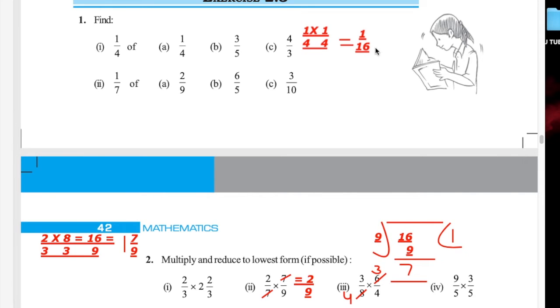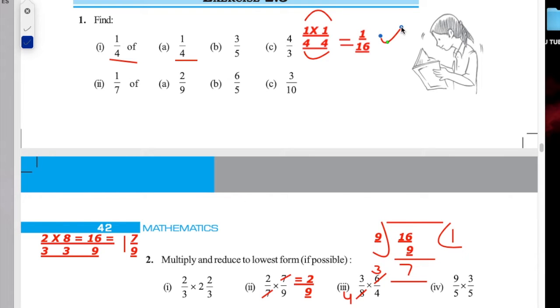First question. In the first question we are dealing with the multiplication of fractions. So 1 by 4 of 1 by 4. Both are fractions. So 1 by 4 multiply 1 by 4. Numerator will multiply with numerator. 1 ones are 1 and 4 fours are 16. So the answer will be 1 by 16.